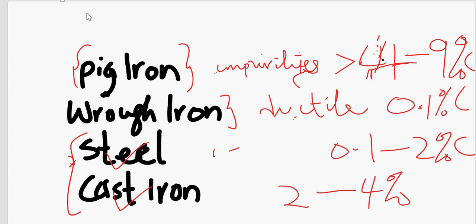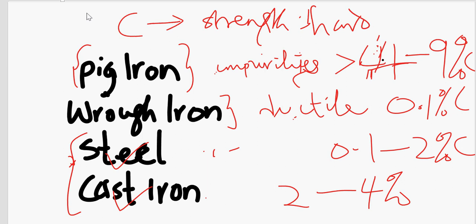Steel is used in our buildings. Why? Because the percentage of carbon is a bit lower, and so steel will have much more ductility as compared with cast iron. But in terms of mechanical strength, as the carbon content increases, strength and hardness increase, but ductility reduces.